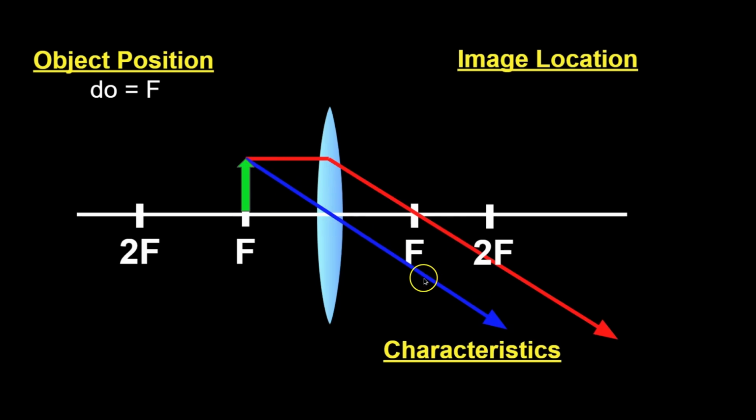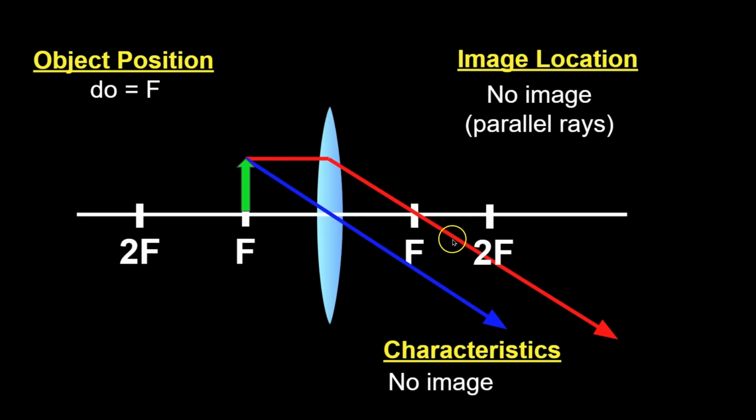And notice that these two rays, they do not intersect. They do not meet. And so there is no image. These are parallel rays. You can say that the image distance is at infinity, but basically there's no image that is formed when the object distance is at the focal length.